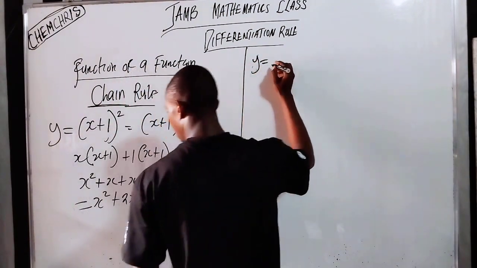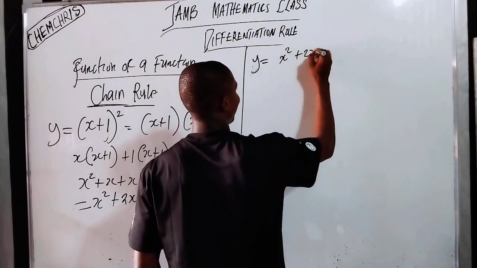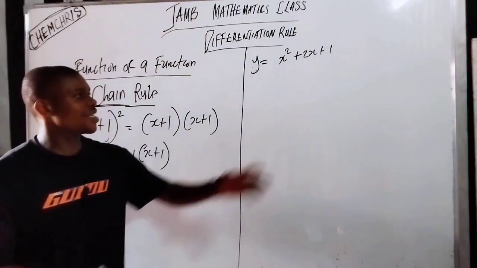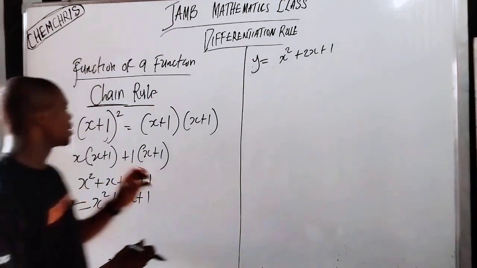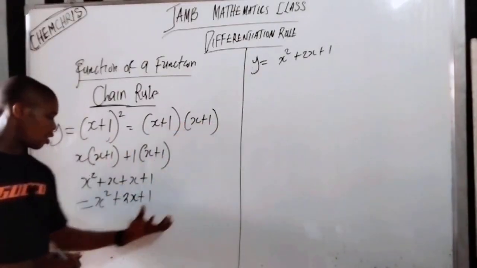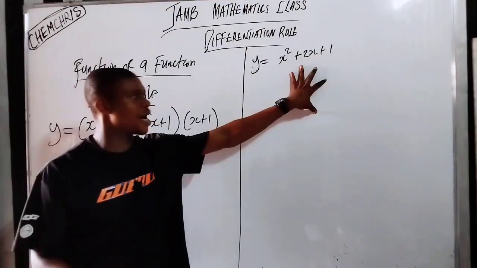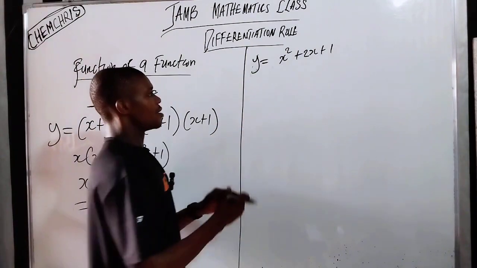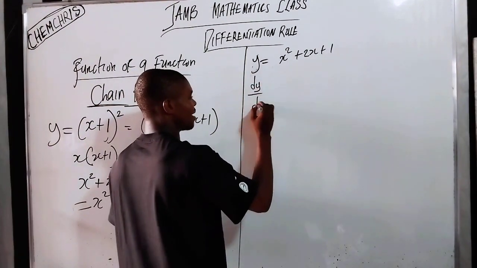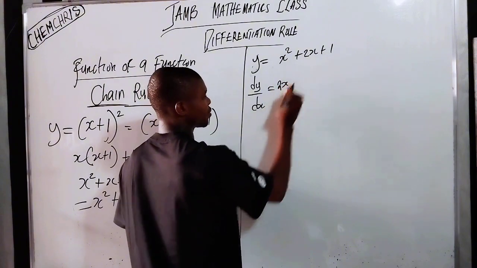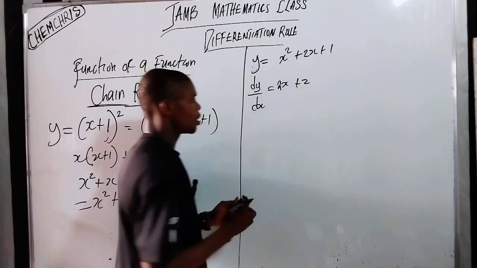So from here, my y is now x squared plus 2x plus 1. Now this one is a little bit easier, because if you have something like this, you can quite easily expand it and get this one here, and you can easily differentiate it. So dy over dx is equal to 2x plus 2. Finish.